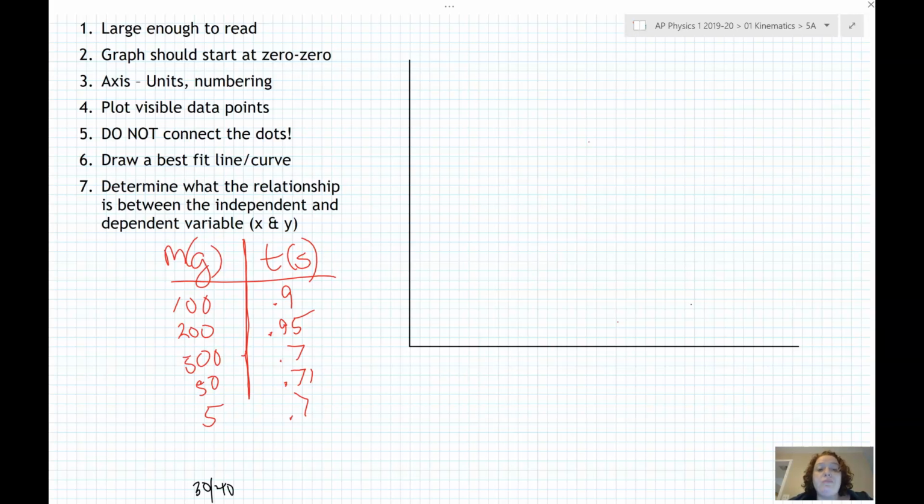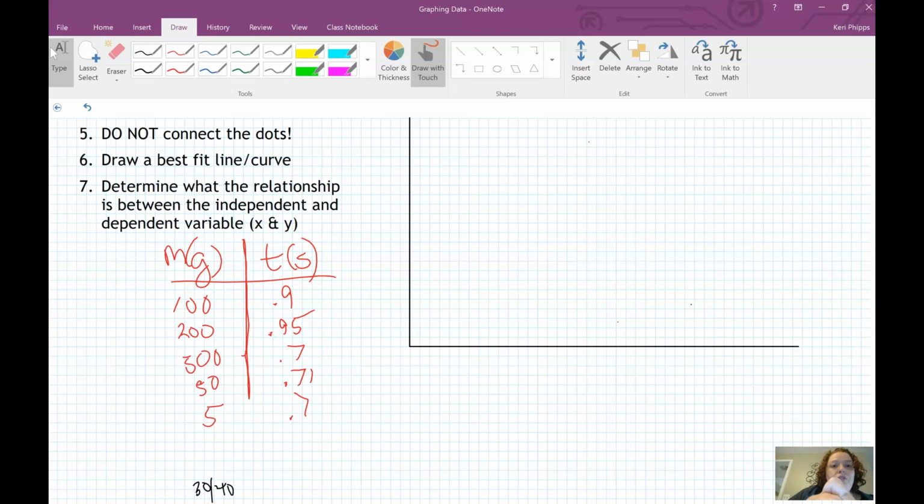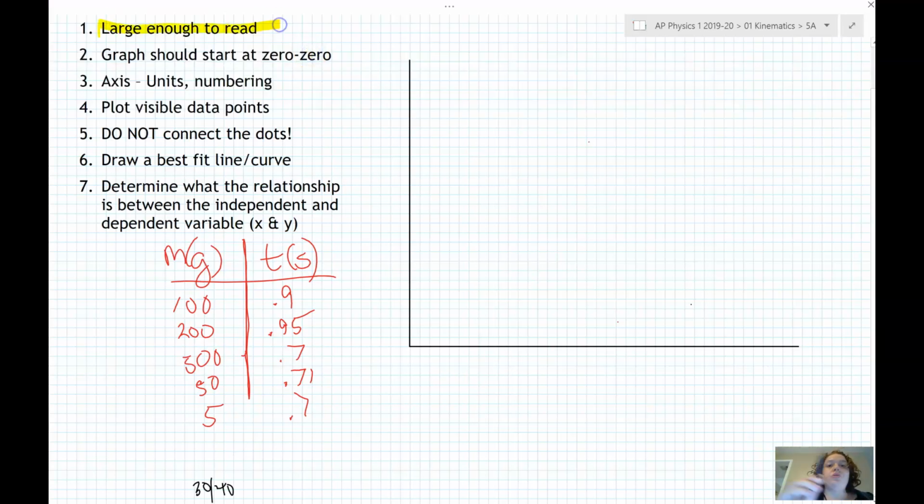I told you I'd give you a bit of video on how to do the graphing. You're going to do this method over and over again. These are the basic steps on the left. First off, let's talk about the first step, which is large enough to read.